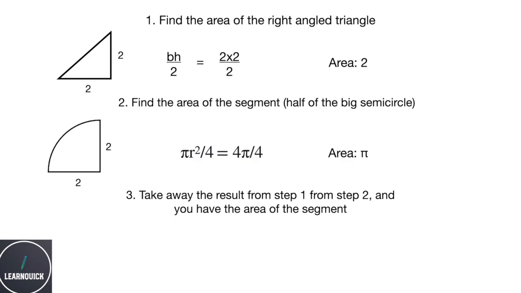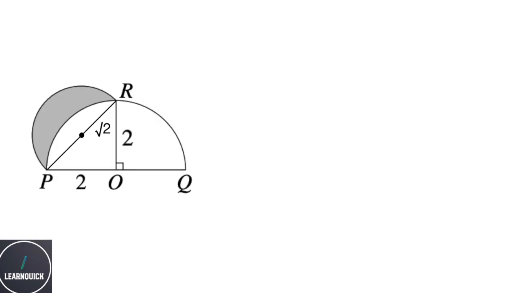And finally, step 3, take away the result from step 1 from step 2. If you do that, we have pi minus 2. Okay, so now we have both of them.